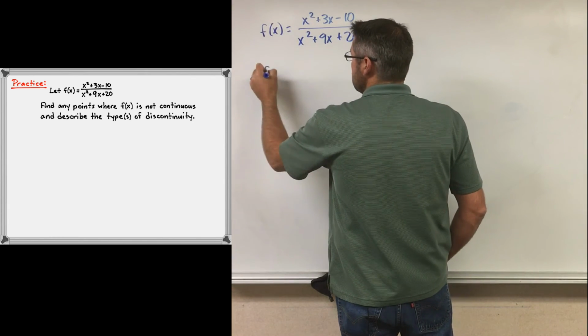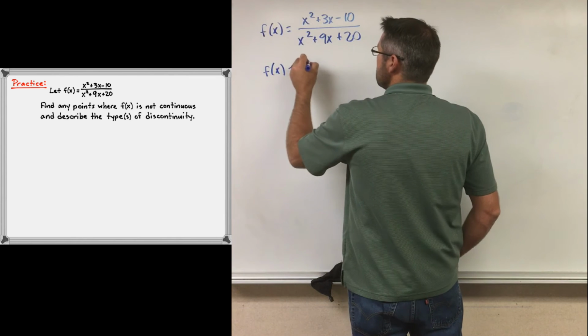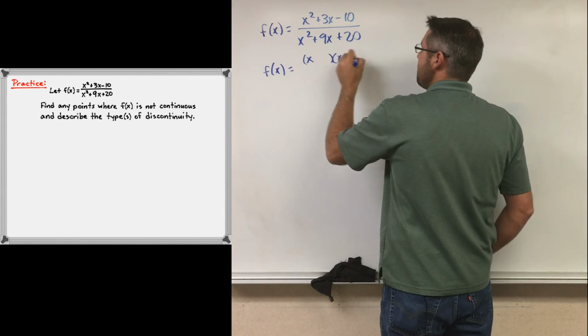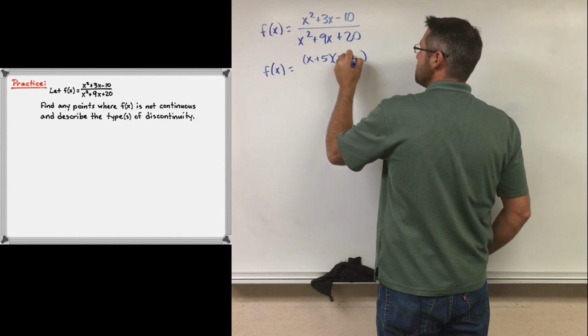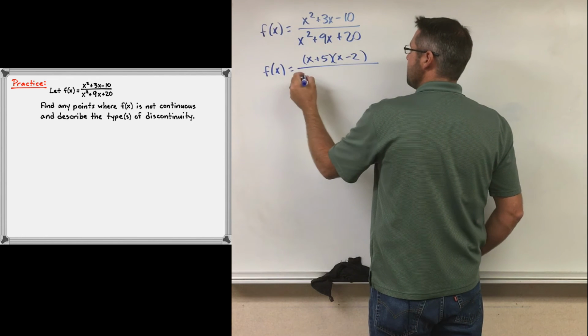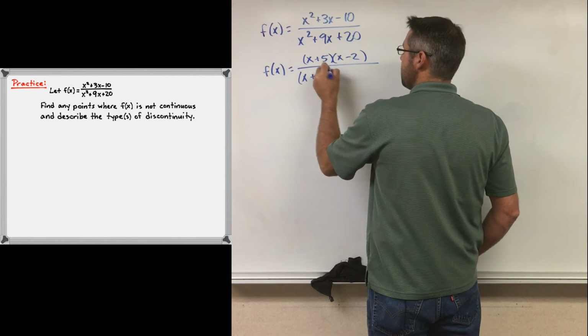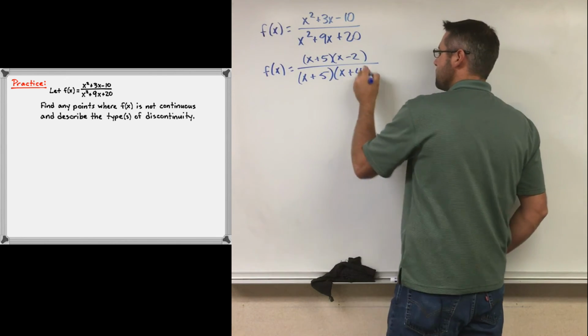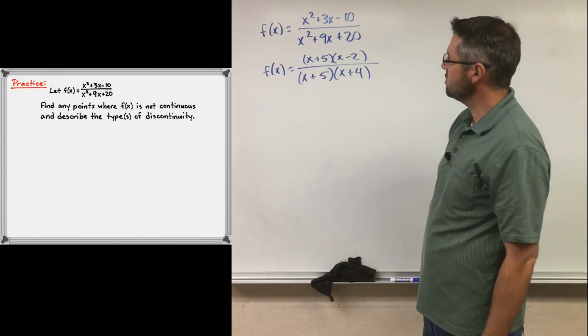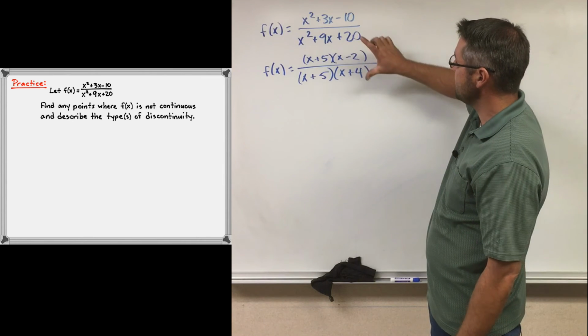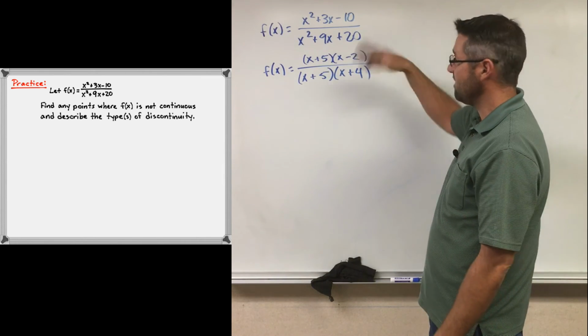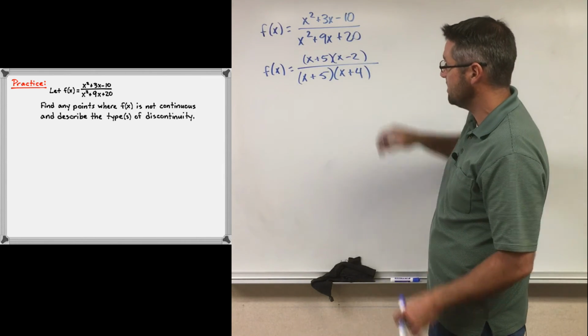So what we're going to do is factor. So the top factors to x plus 5 and x minus 2. The bottom factors to, what is that? That's going to be 5 and 4. So x plus 5 and x plus 4. So there's our function just factored. This is exactly the same as this. It just looks different. We haven't canceled anything out, so this graph is the same as this.